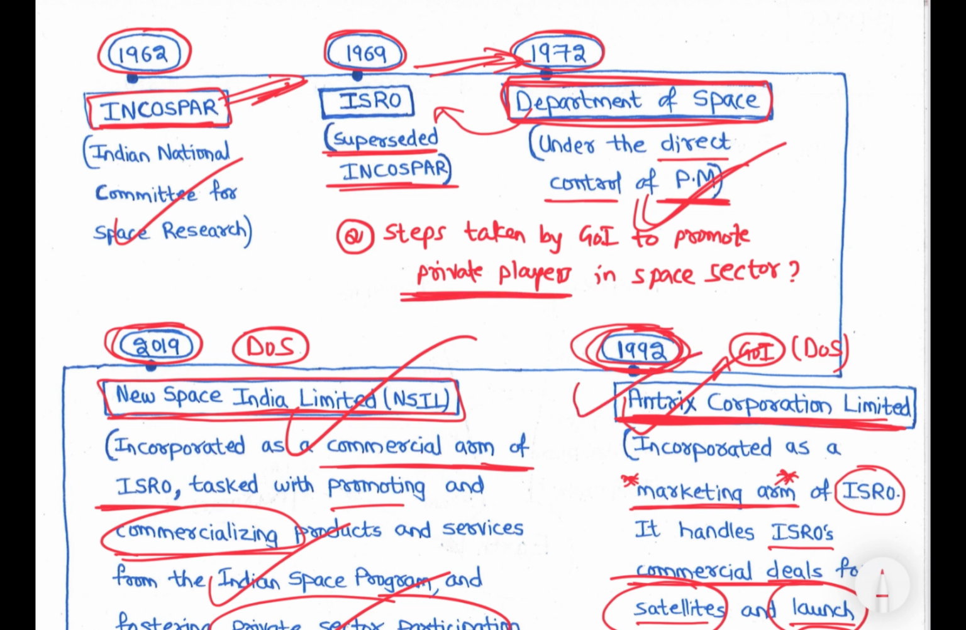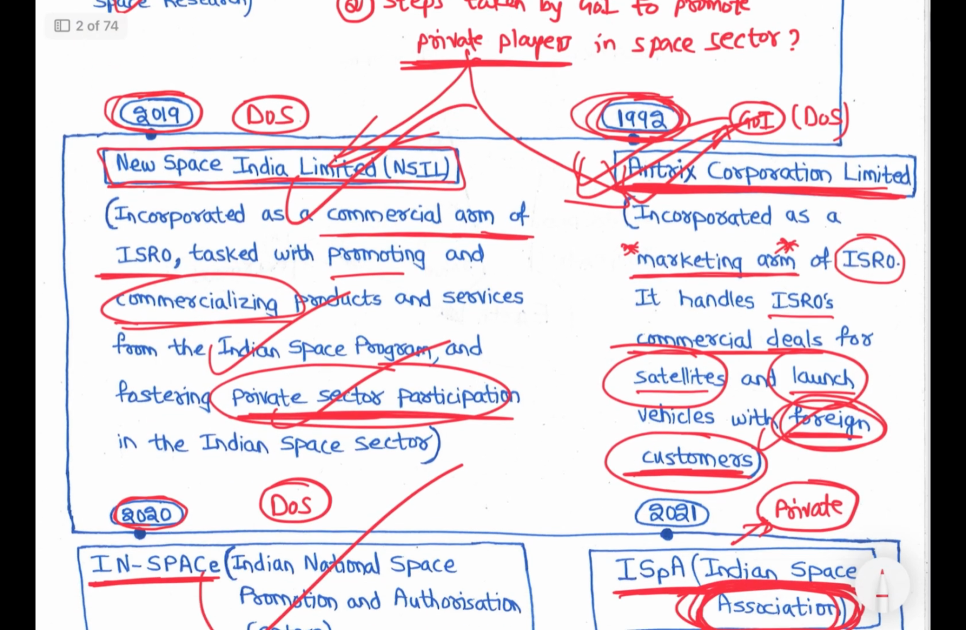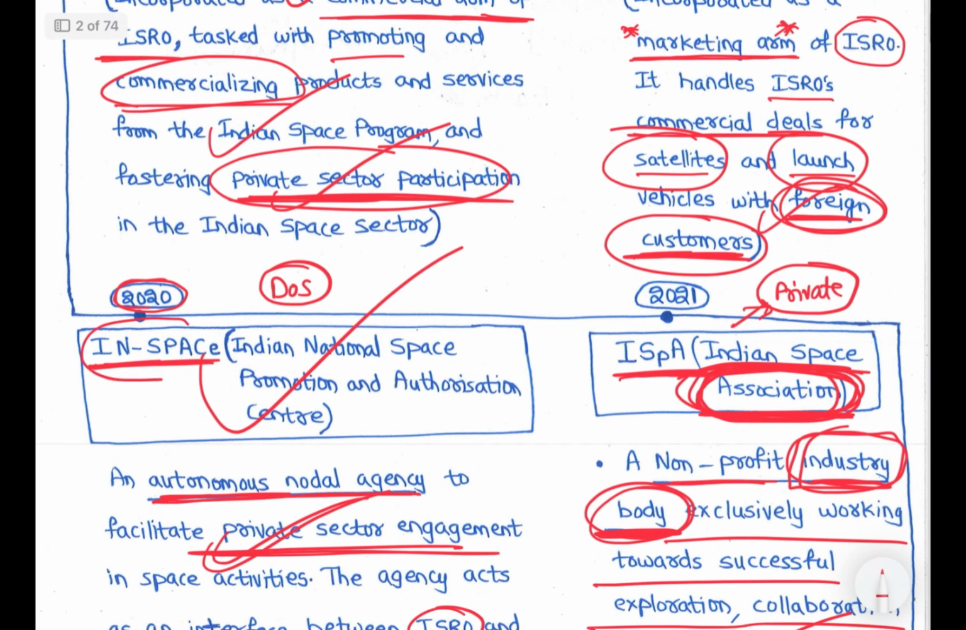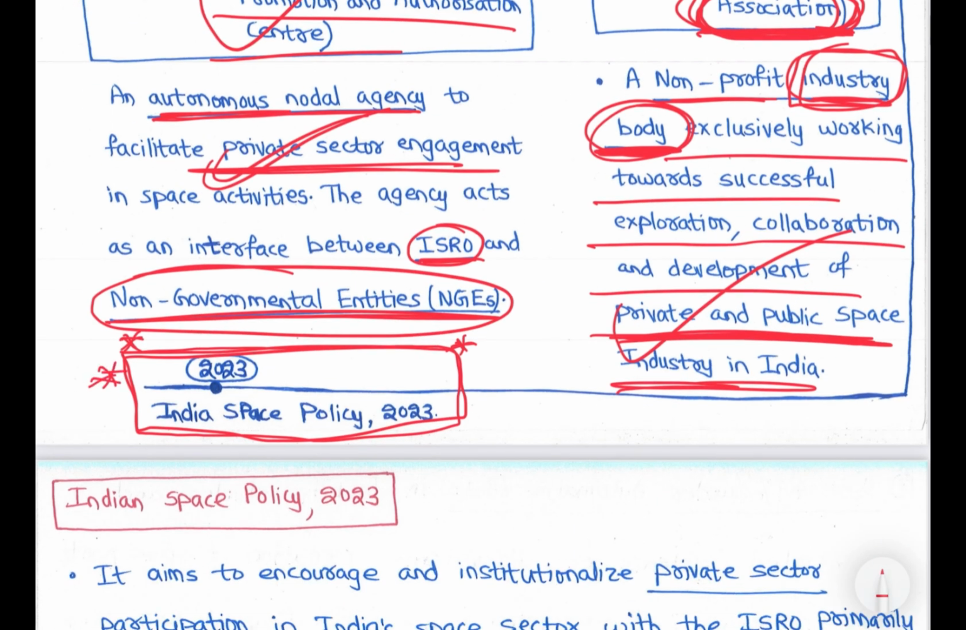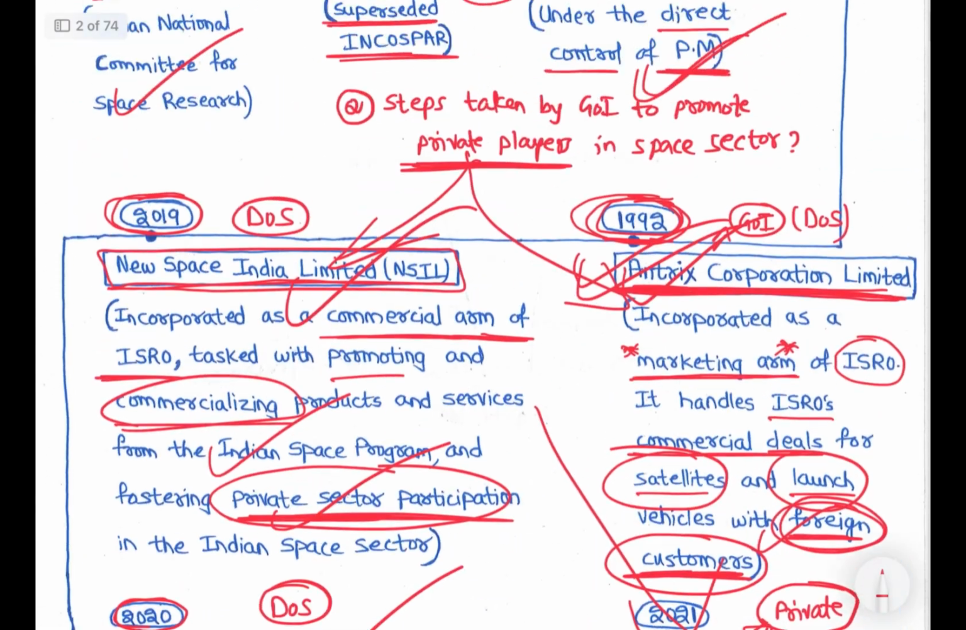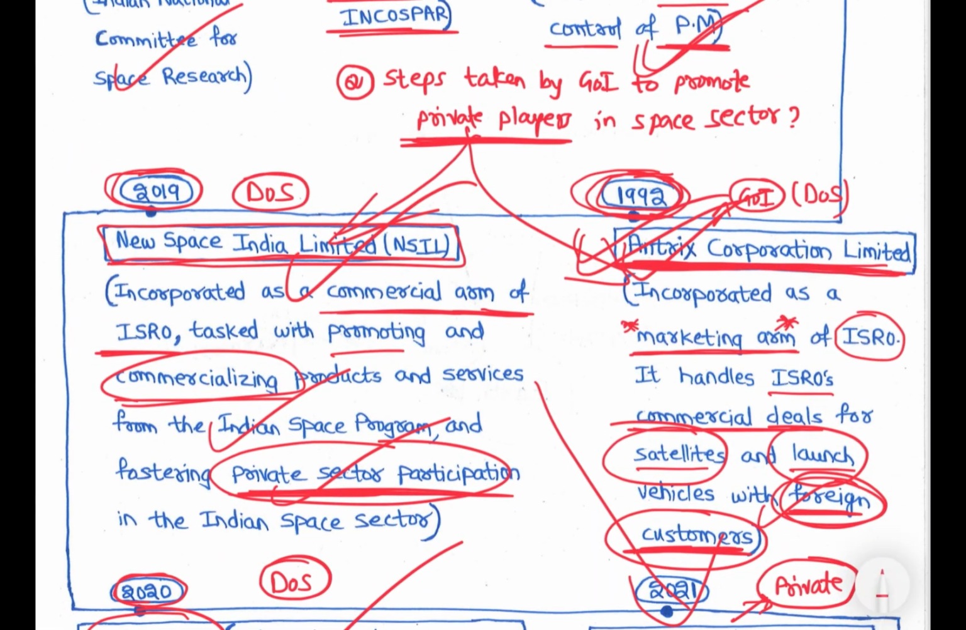You will mention Antrix Corporation, to promote private sector players. Then New Space India Limited, to promote the private sector. Then IN-SPACe to promote the private sector, and ISPA is also for promoting the private sector. And next is the Indian Space Policy and its measures to promote the private sector. So if you mention these 5 points, it will be a very good answer: 5 solid initiatives taken by India to promote the private sector.